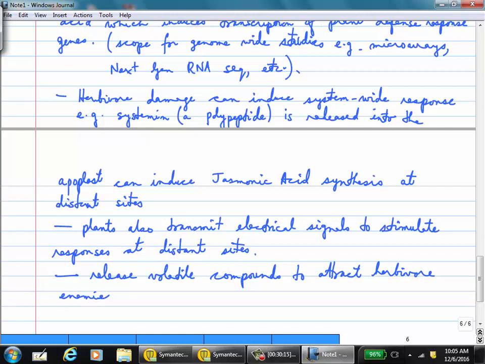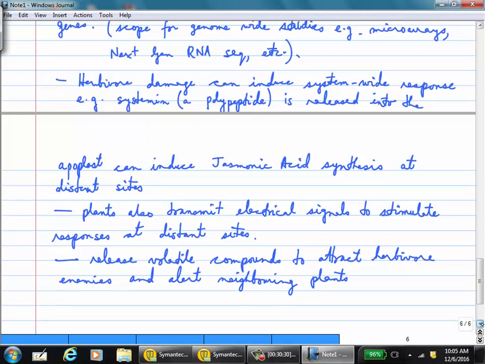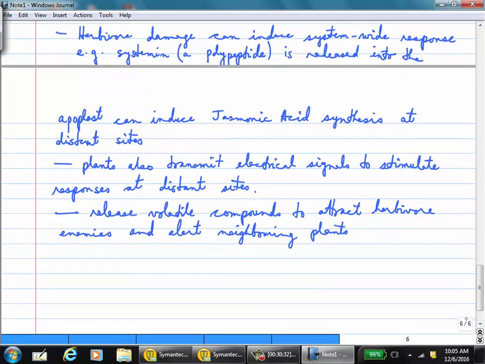And also alert neighboring plants that there is a herbivore nearby, right, that is active. So they have their, like their code, we have the code maroon, so it's the same thing, right? Plants have that too. All right, any questions so far?